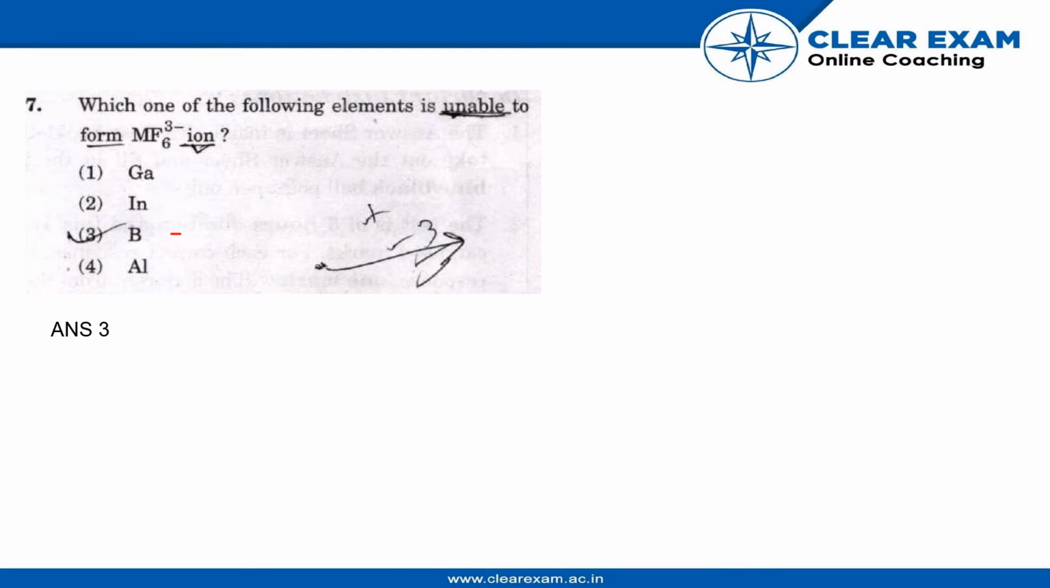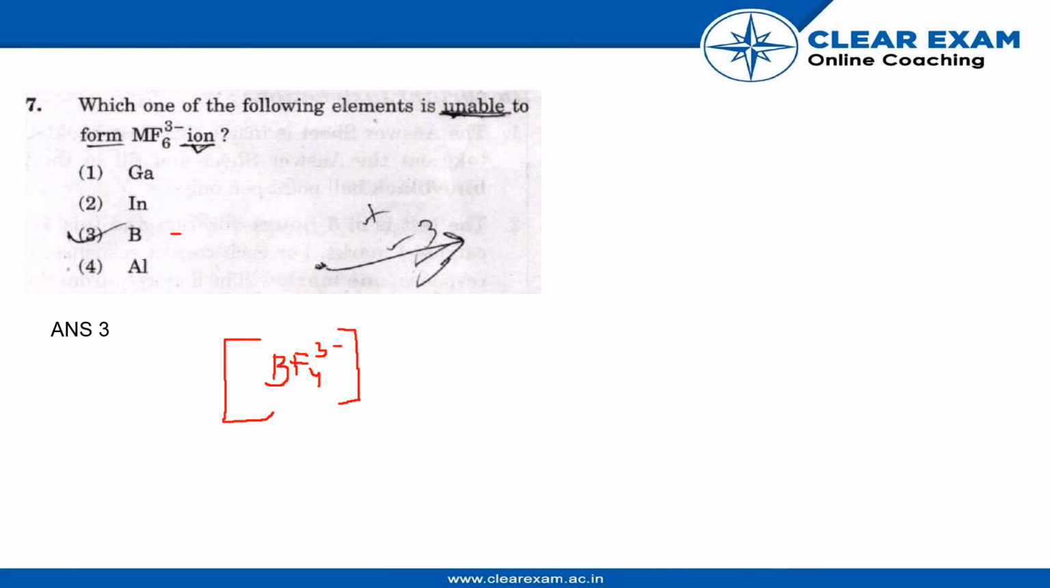vacant d orbital. So, it will not be able to create the MF6 ions. It has only one s and 3 p orbitals. So, it will be able to form BF4 3 negative ions.